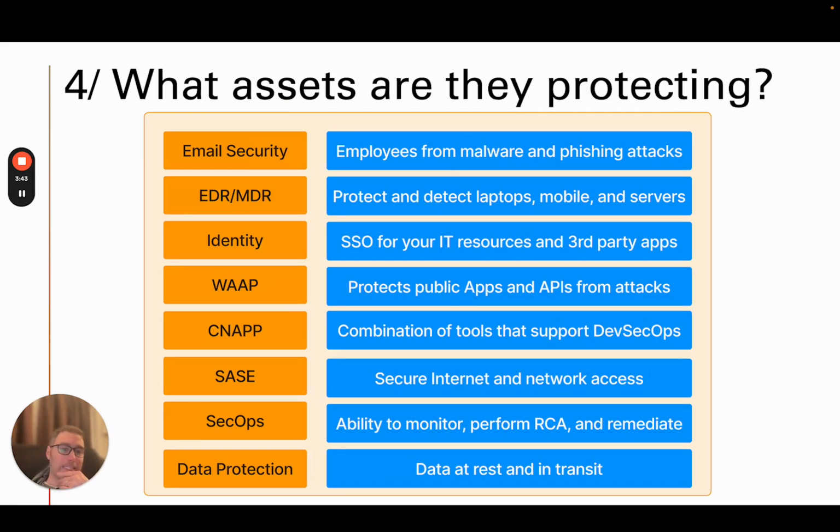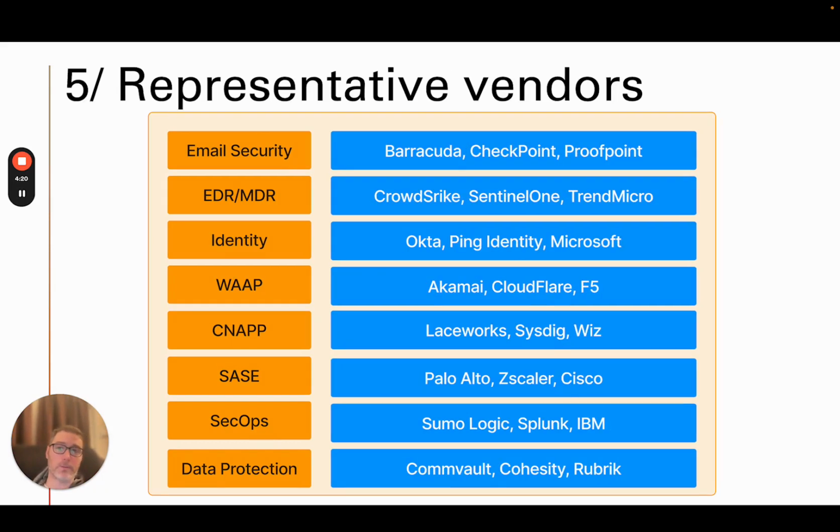So what are the things they're protecting? Email security: your employees have email, and you're protecting them from malware and phishing attacks. EDR, like I said, laptops, mobile devices, and servers. Identity, SSO. WAAP, think of any public application or APIs that are doing transactions that have revenue tied to it, like e-commerce. CNAPP, again, this is what supports DevSecOps. SASE, think secure internet and network access. SecOps, security operations, is just the ability to monitor, perform root cause analysis, and then be able to remediate. And then data protection is protecting your data at rest and in transit, and then recovering from that.